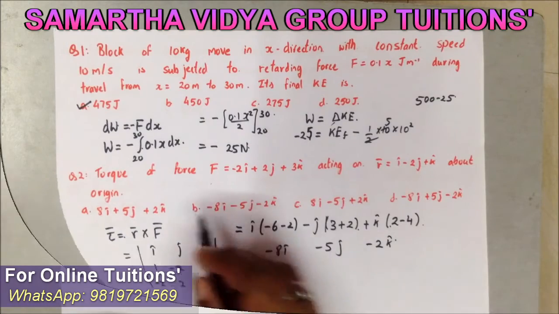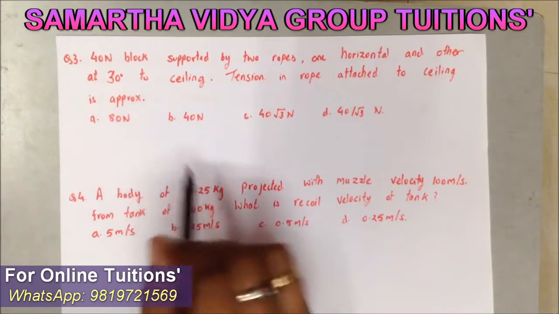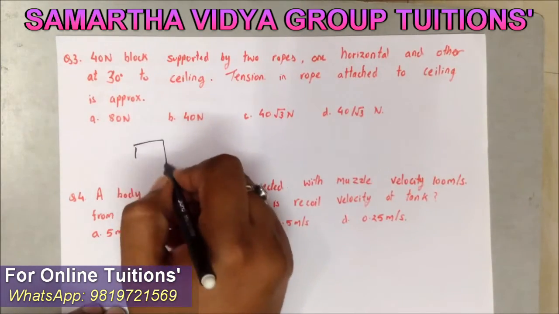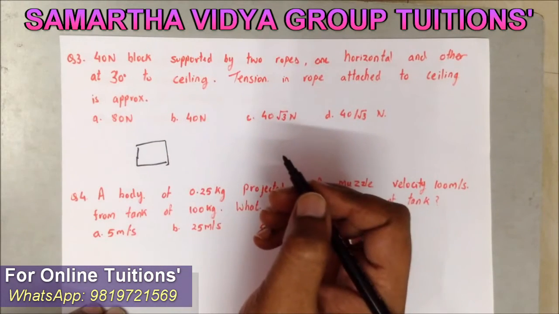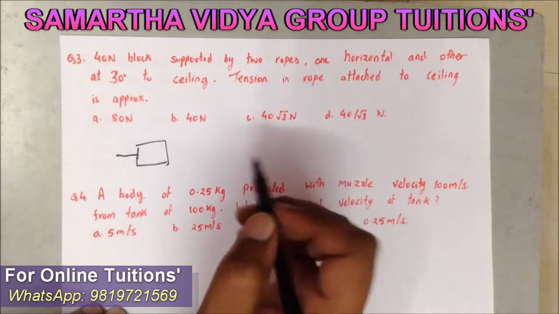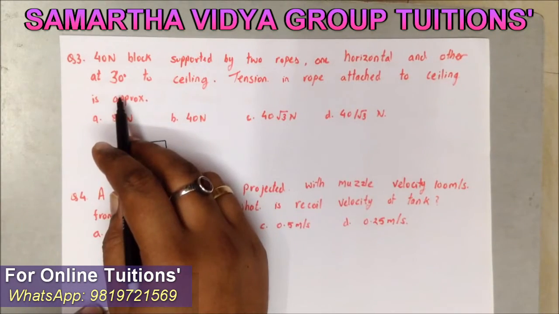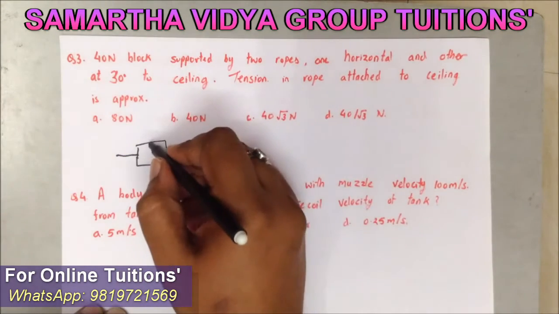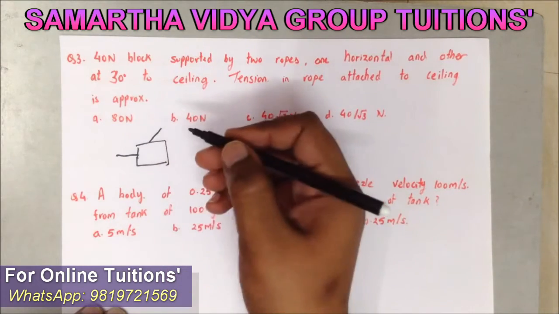In the next question, we have a 40 Newton block. So let's draw the block. So this is the 40 Newton block, which is supported by two ropes. One rope is in the horizontal direction and the other rope is at an angle of 30 degrees. So obviously, logically, the rope should be in this particular direction.